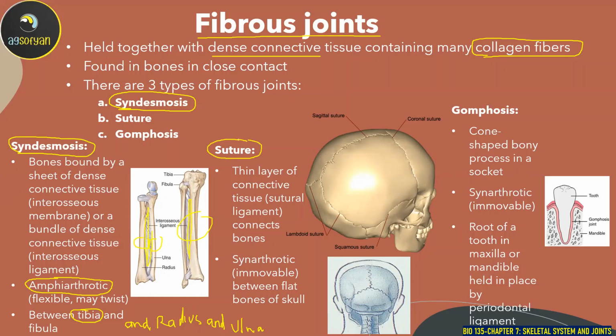The second type of fibrous joint is called the suture. So a suture is a type of joint that is located in our skull, mostly in the cranium. You see, we have the frontal bone over here. We have two parietal bones. We have the occipital bone on the back, and we have the temporal bones on the side. So if you see, these bones are connected with this joint. So this joint is called the suture.